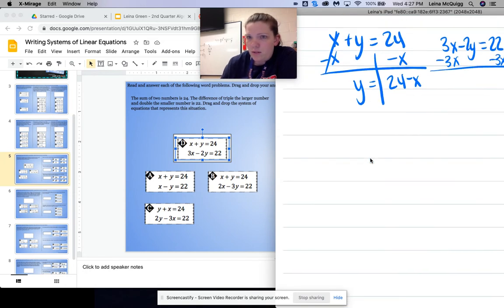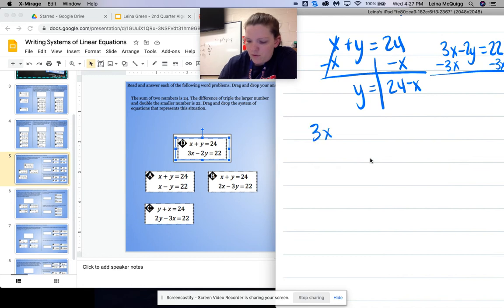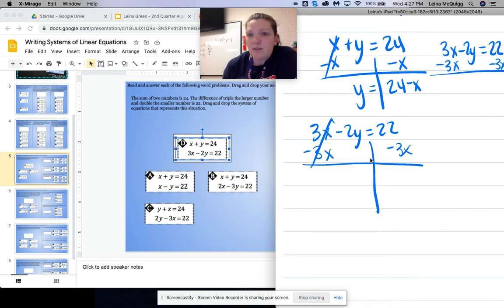And I should have probably written this. I'm going to do this right here. I feel like I'm too close to the edge over there. Okay, so subtract 3x from both sides. 3x minus 3x is 0. I have negative 2y equals 22 minus 3x.